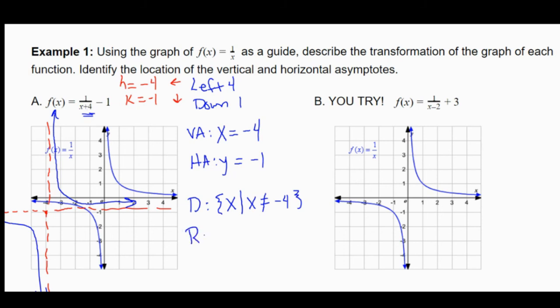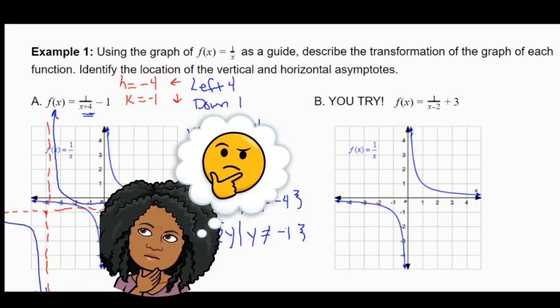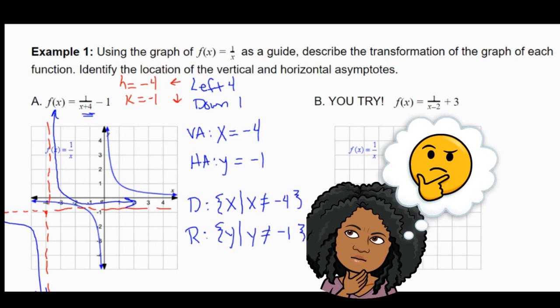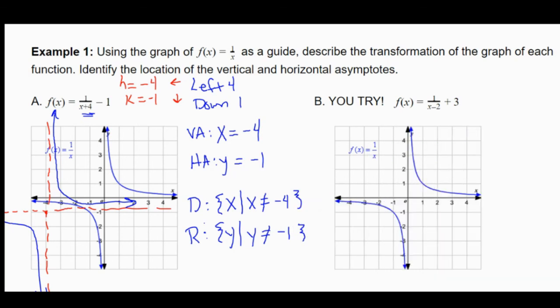Our range is all y values such that y does not equal, well, what do we need to leave out for the y's? Well, it looks like we need to leave out -1. Again, do these numbers seem familiar? All right. So there you have it. We have created a sketch, we have explained the transformation, we've given the locations of our asymptotes, and we've given domain and range.